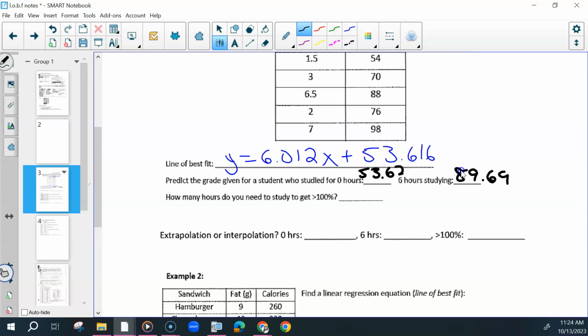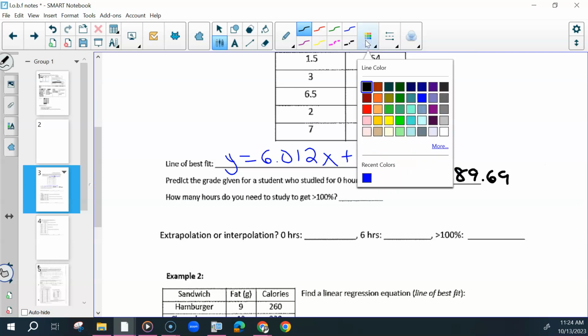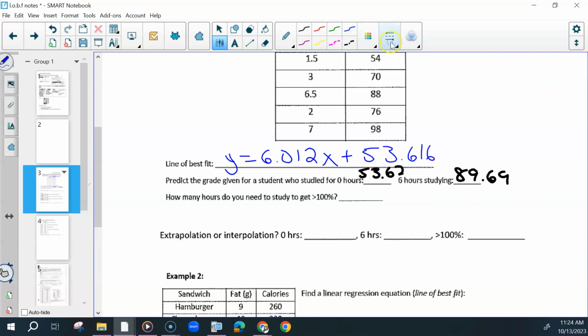Now, the last one is opposite, because now we're looking for how many hours it would take to get more than 100%, which is unrealistic. But there's a couple different ways we can go about doing that. I'm going to show you all of them. You choose which way makes the most sense to you.